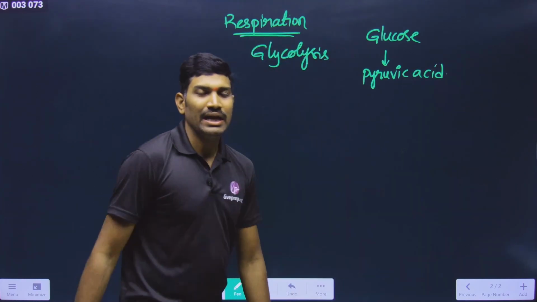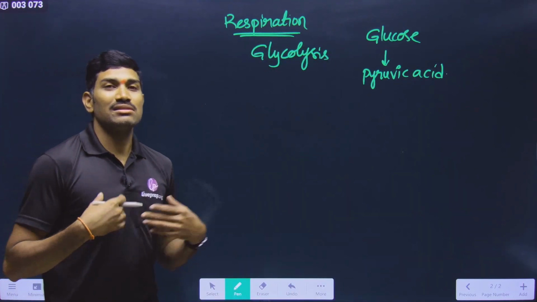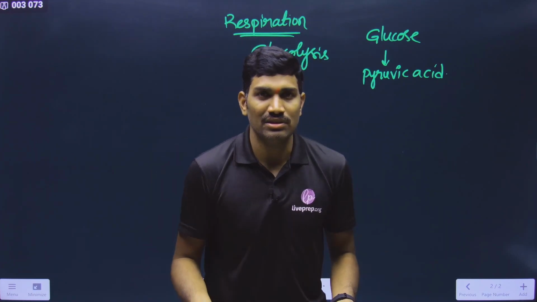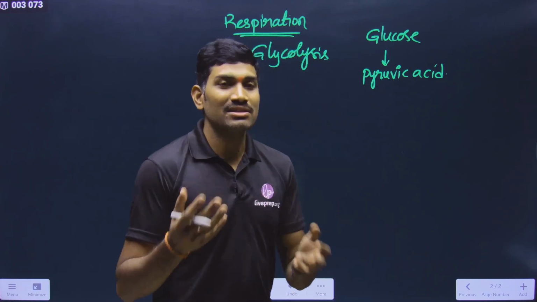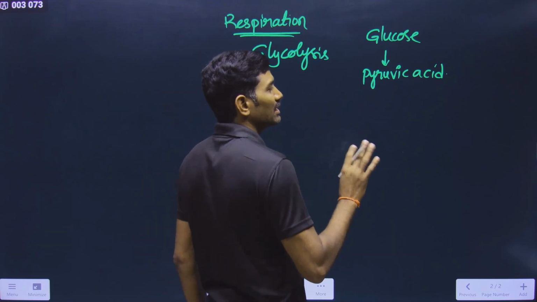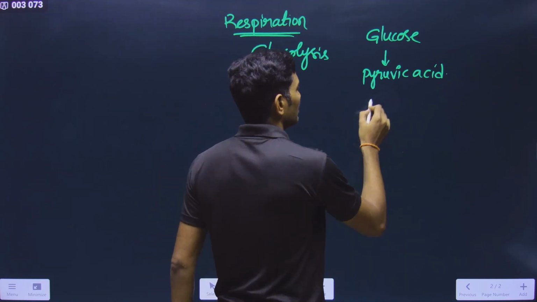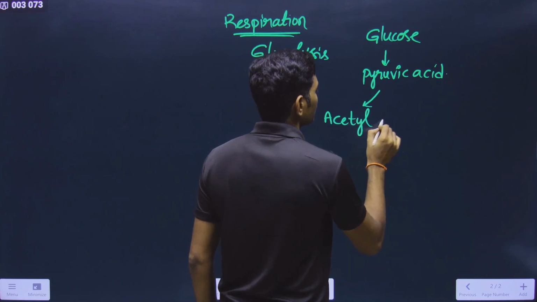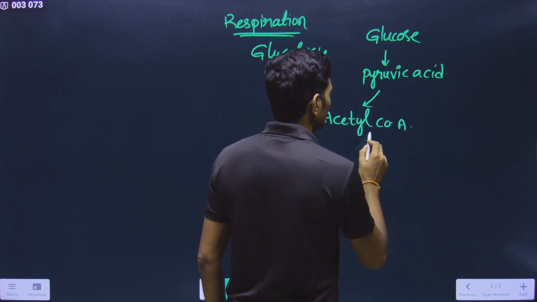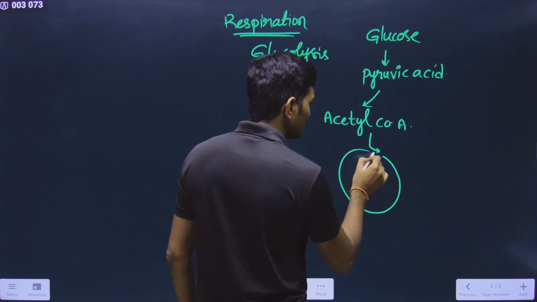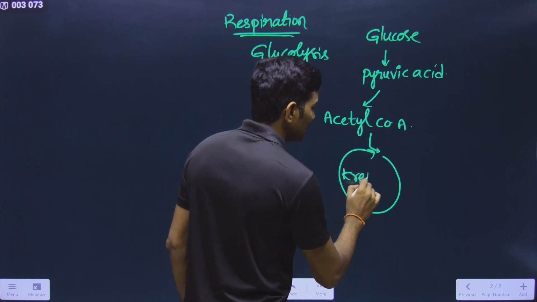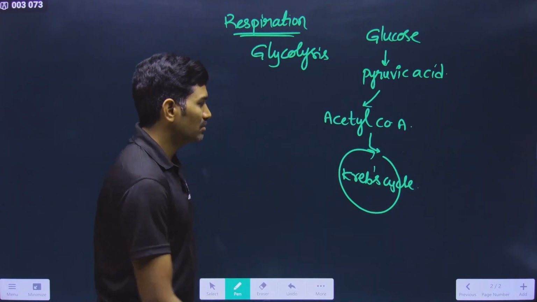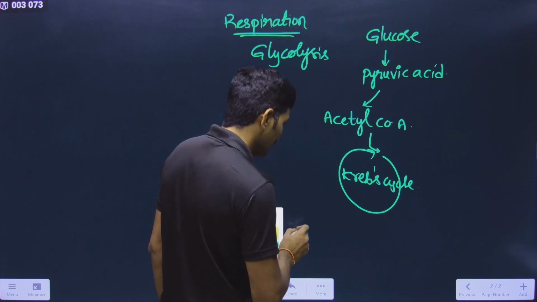Yes or no? And in the case of animals like humans, we are aerobic organisms. Yes or no? So we are using oxygen. In the presence of oxygen, what is the ultimate pathway that we are observing? From pyruvic acid, acetyl coenzyme A is produced, and again it is involved in a cycle. This cycle is called the Krebs cycle. Yes or no? Krebs cycle.